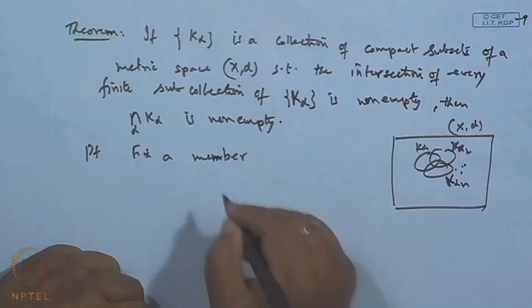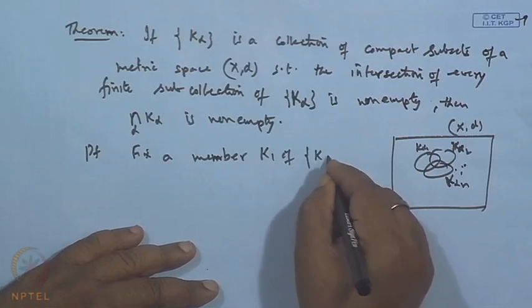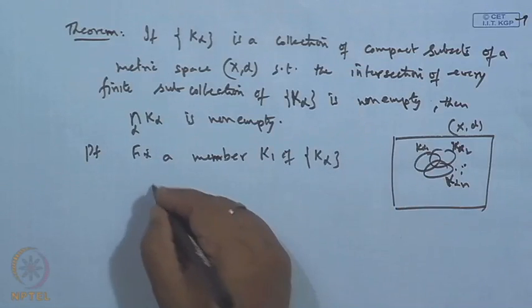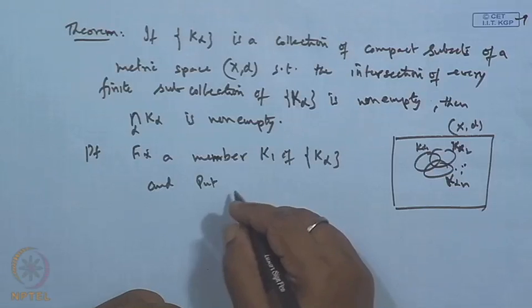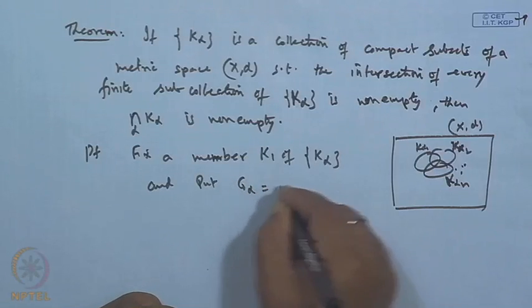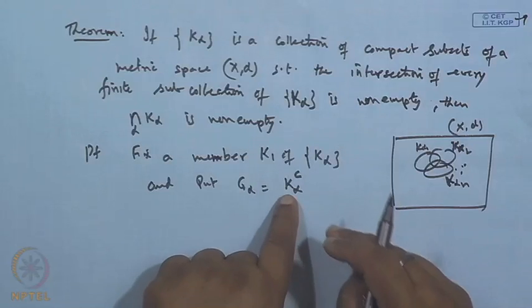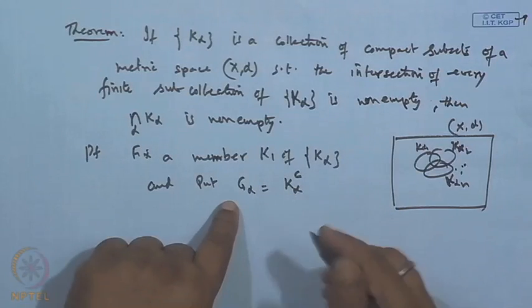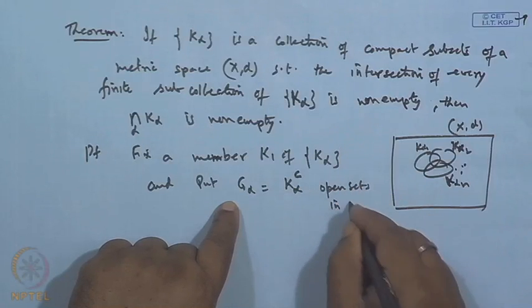Okay. Then fix a member K1 from the sequence of compact sets, and put G alpha as the complement of K alpha, K alpha c. Now, K alpha is a compact set, so it is a closed set. So, G alpha will be an open set in X.